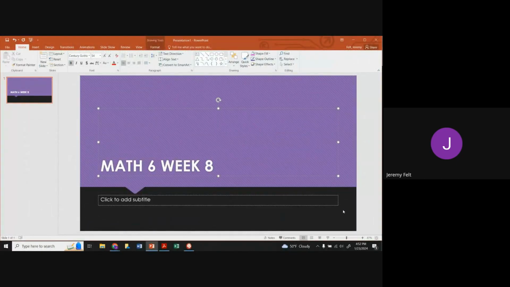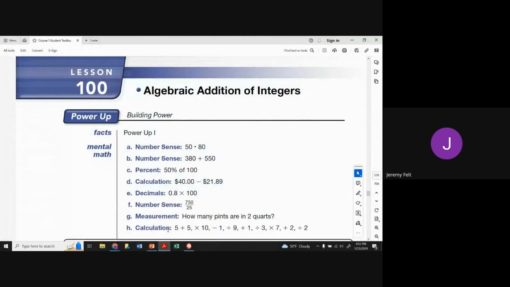All right, guys, it's week 8. We're nearing the end of this unit, so we only have one lesson we're going to do today, and it's lesson 100. So we'll do that one first day of the week, and then we'll be reviewing for the test, but we'll do that one in class. We don't need to record anything for that.